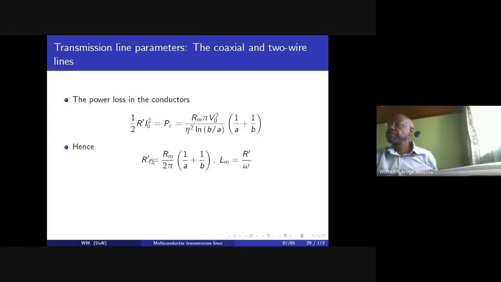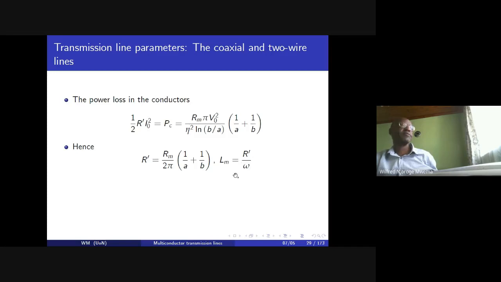So the series resistance per unit length is just going to be given by that value Rm over 2 pi into 1 over A plus 1 over B, all squared, into that value there, because we know that these other values here are coming from I naught squared, and Lm, which we said was just the same as the series resistance per unit length divided by omega, we'll get that value.